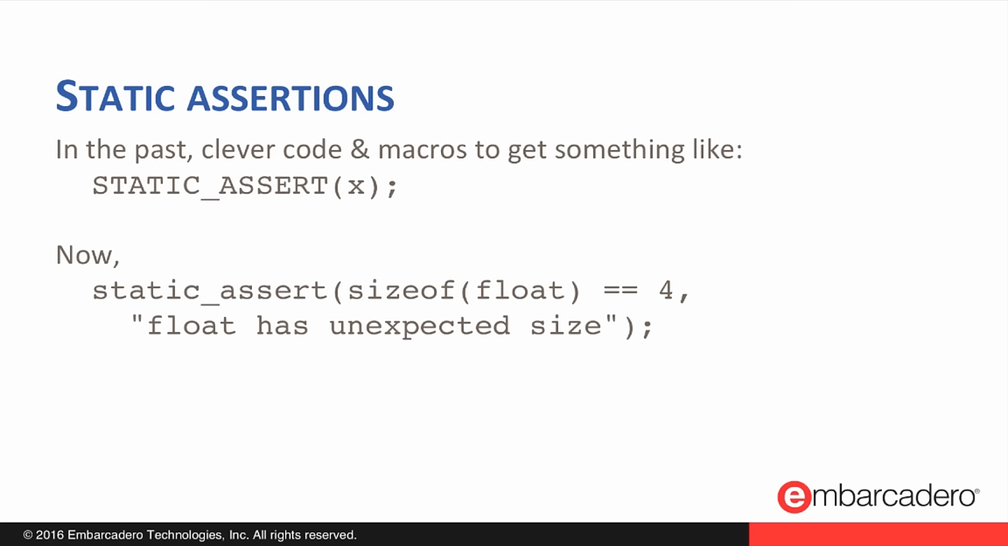In the past, checking a Boolean condition at compile time was tricky, and normally done with some clever code culminating in a custom macro, perhaps STATIC_ASSERT(x). This is now built into the language, and you can write static_assert(sizeof(float) == 4), for example. This will give a compile time error if the condition is violated and print the message. For those of you who like finding errors when compiling, not when running, this is extremely useful.